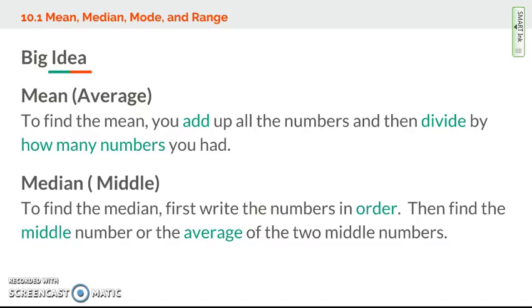Then we have what's called the median, or the middle number. To find the median, we are going to write the numbers in order from smallest to largest. If you want to go largest to smallest, you can. It's your preference. Then find the middle number, or the average of the two middle numbers. As you work your way to the middle to figure out what your middle number is, there could be two numbers in the middle. To do that, you'll have to find the average of them to find the median.